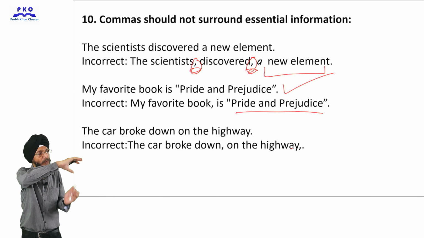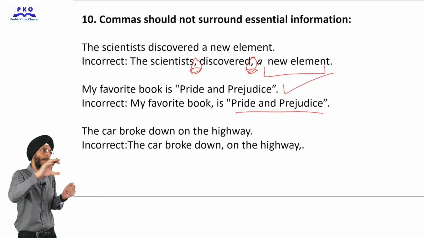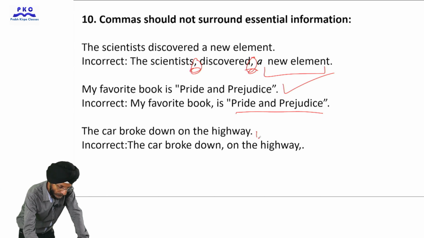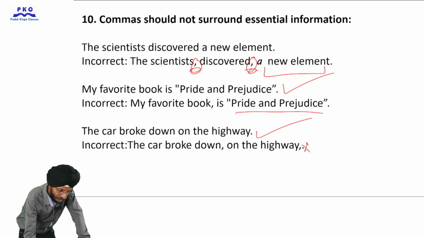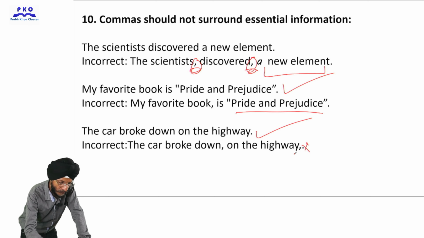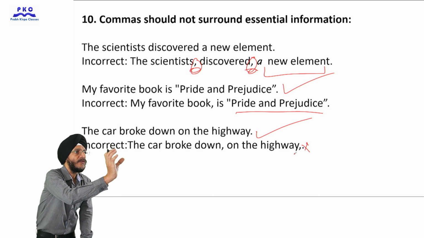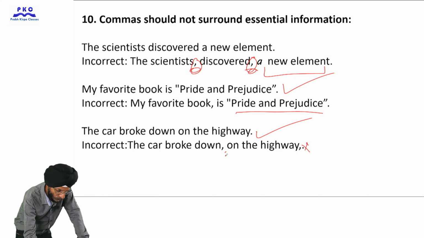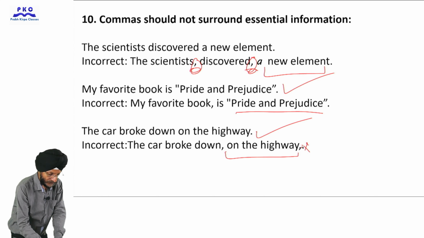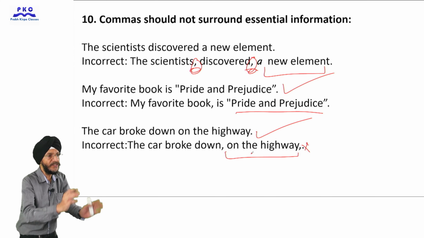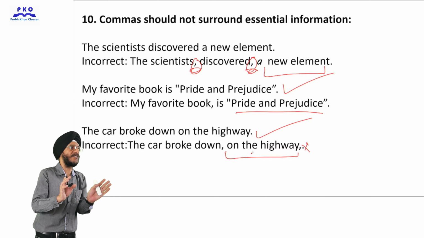So the flow of the sentence should be proper. The correct one is this, and this is wrong. And again, if there is a comma after the highway, it is also unnecessary, because on the highway is essential. We have put commas on both sides of this essential information, and that is unnecessary.